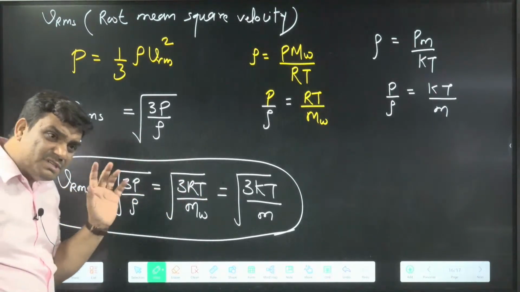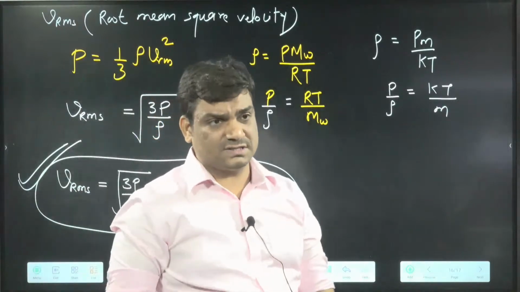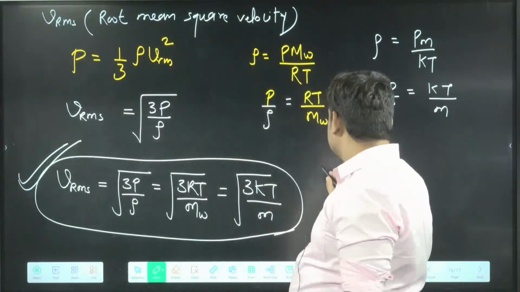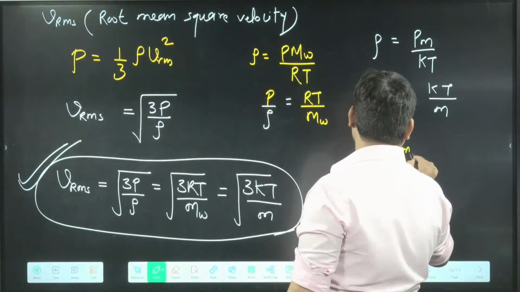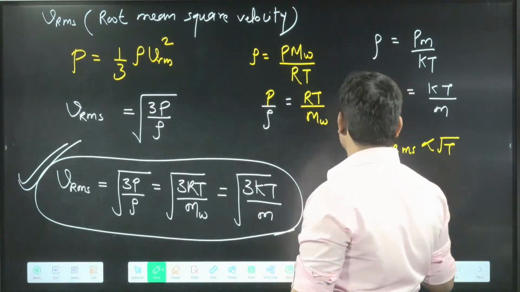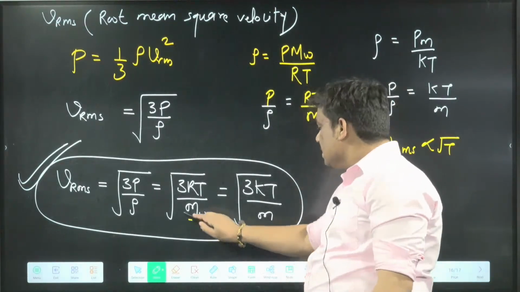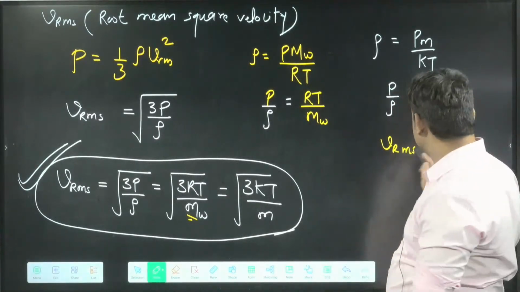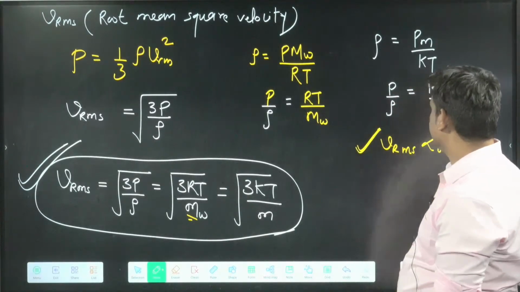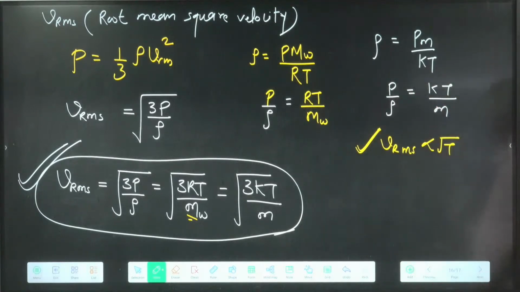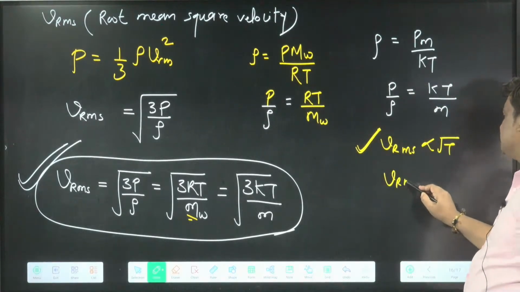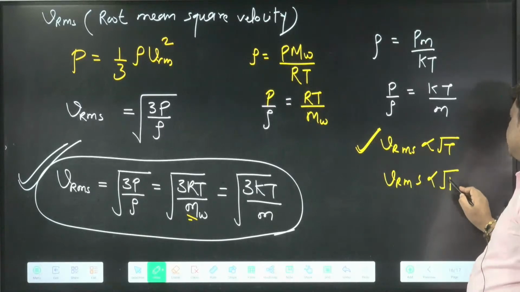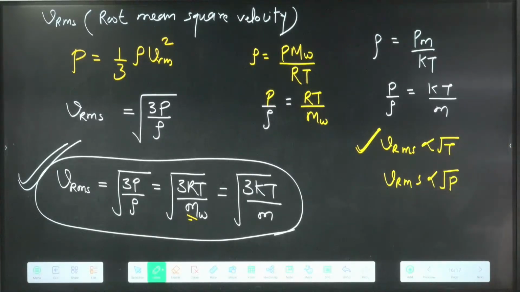If I say VRMS is proportional to root P, true or false? If I write VRMS proportional to root T anywhere, there is no problem, because MW is always constant. Molecular weight will be constant, so there is no problem. This is correct, VRMS proportional to root T. But can I say VRMS proportional to root P, true or false?